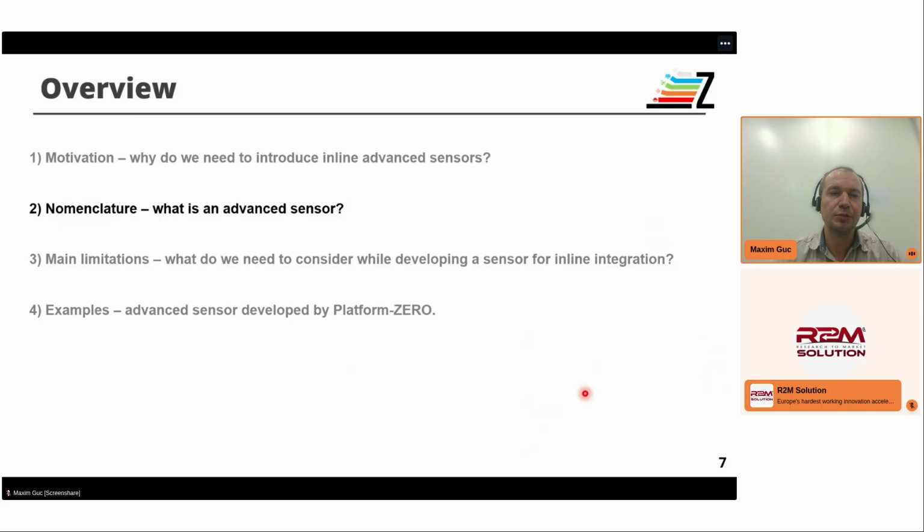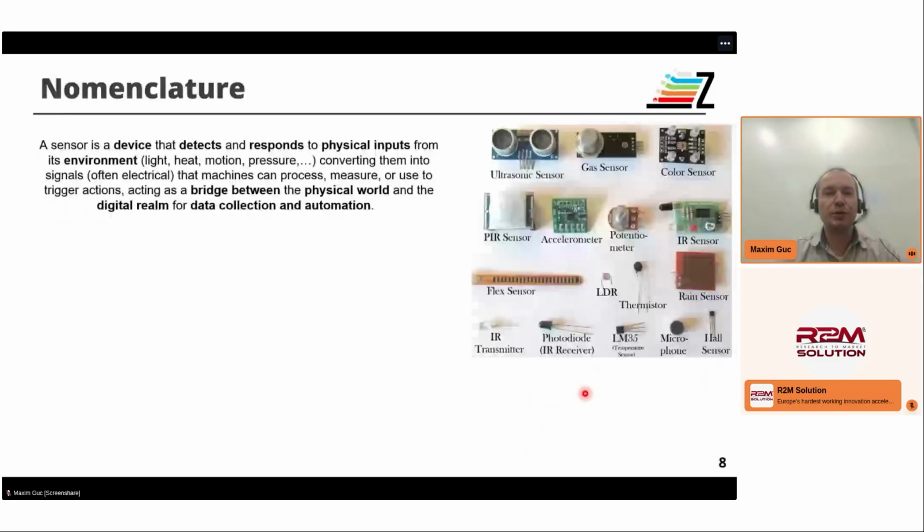So let's speak now about the nomenclature. What do we mean by this advanced sensor term? Of course, if we are speaking about a simple sensor, this is a typical device that responds to some physical inputs of the environment. It can be a light, heat, temperature, pressure sensor, whatever sensors we have around us nowadays. And the main objective of these sensors is to make a bridge between the physical world, so these environmental conditions, and the digital realm.